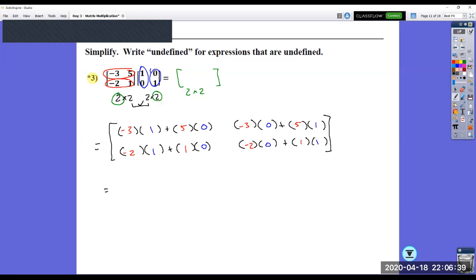Okay, so I'm going to simplify this. Negative 3 times 1 is negative 3, plus 5 times 0. The nice thing about this is that 5 times 0 is going to be 0, 1 times 0 is 0. You have a 0, you can just cross that off, and this makes the multiplication that much easier. Negative 3 times 1 is just going to give me negative 3. Negative 2 times 1 is negative 2. 5 times 1 is 5. And 1 times 1 is 1.